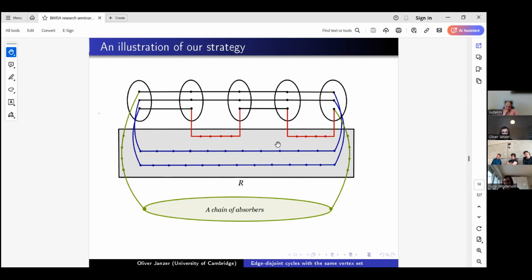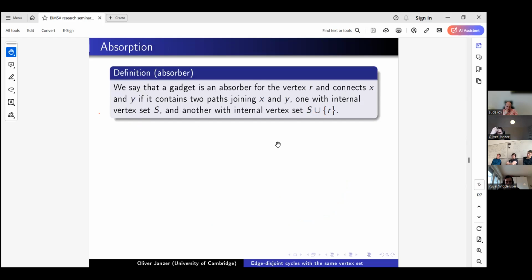So okay, let me talk about the absorption a bit. We say that a gadget is an absorber for some vertex R and connects vertices X and Y if it contains two paths between X and Y, which differ only in R. So one has some internal vertex set S, the other has internal vertex set S union R. For example, in this silly picture, I drew a gadget that can be used to absorb R and connects X and Y, because you have a path between X and Y which doesn't use R, and also a path which uses R.